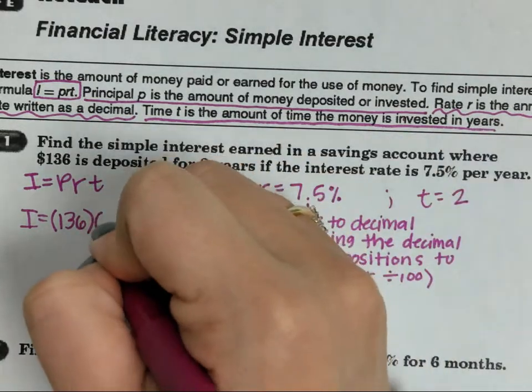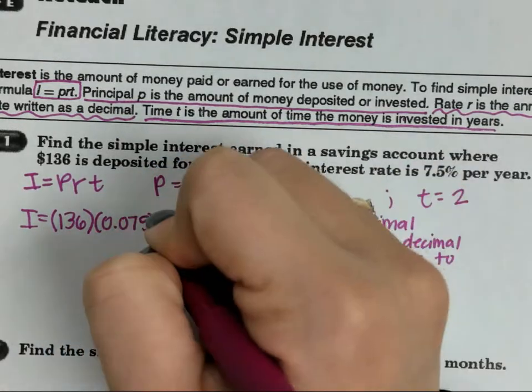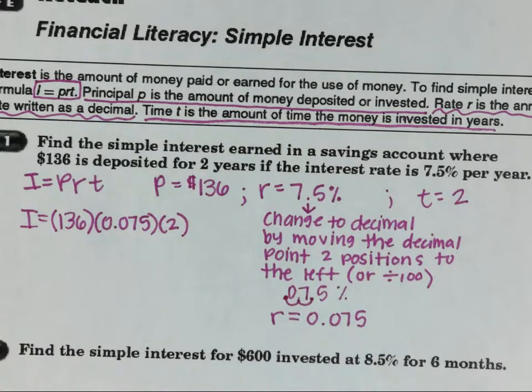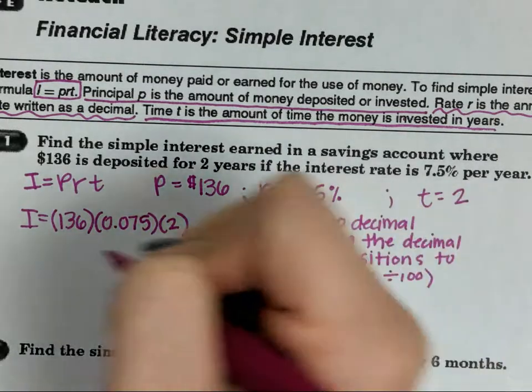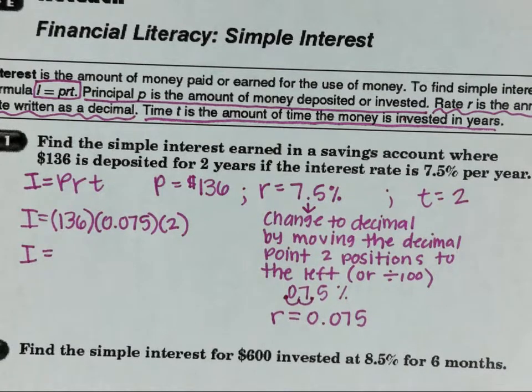So I've got 136 times 0.075 times 2. And then I just need to actually multiply all those numbers out. So do that real quick in your calculator. $20.4?